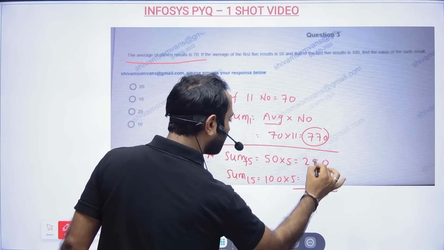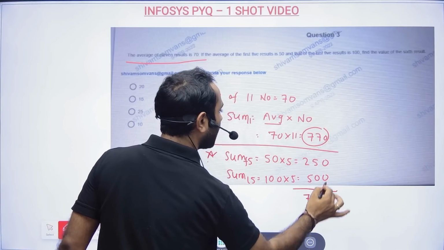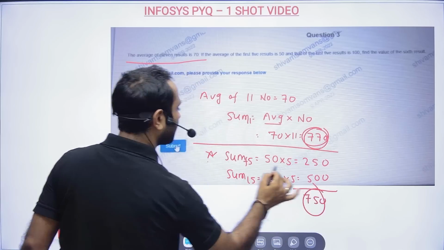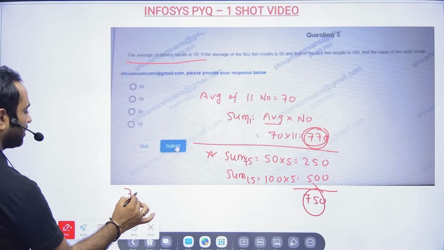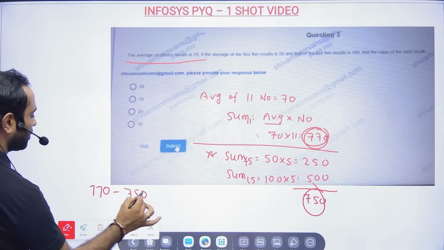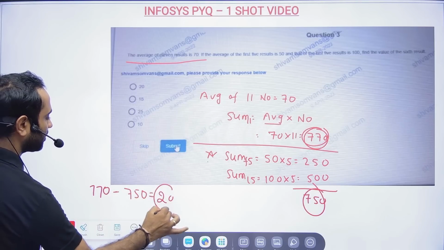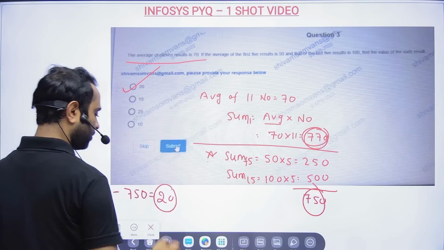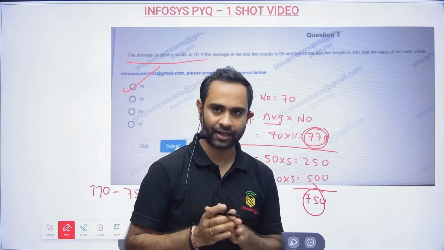So the sum of 10 numbers is 750 and the sum of 11 numbers is 770. That means the number you are searching for is nothing but 20. So option 1 will be the correct answer.